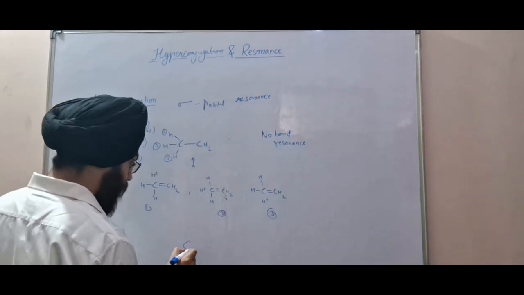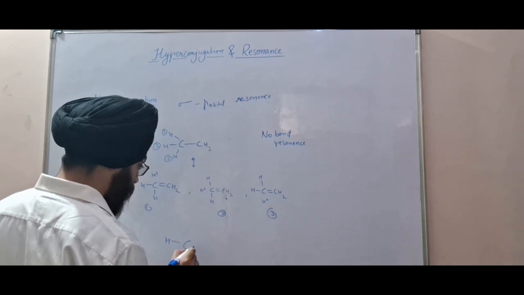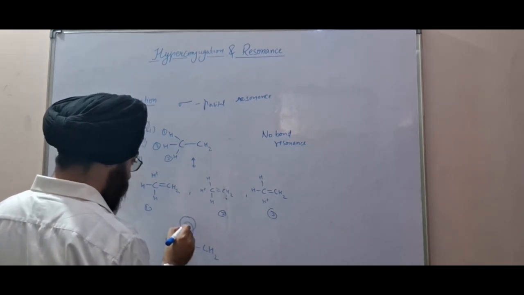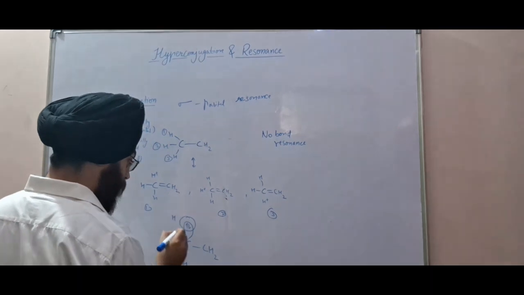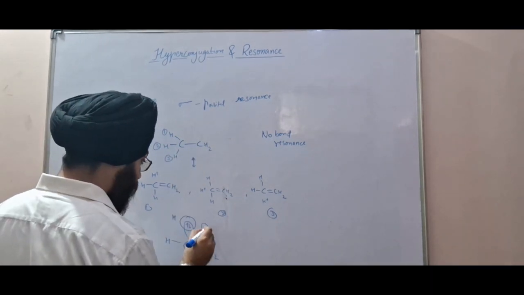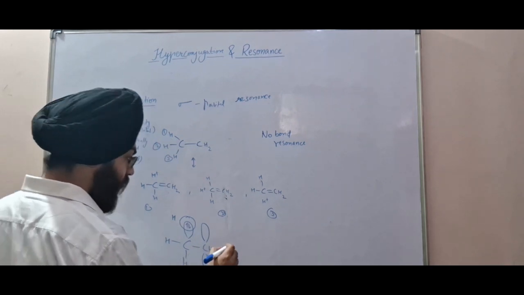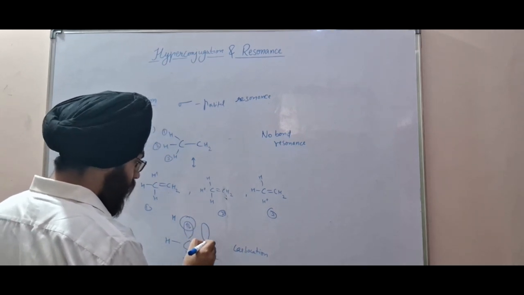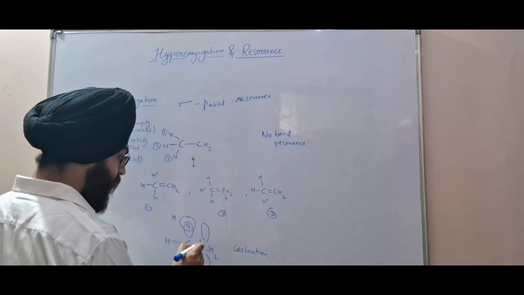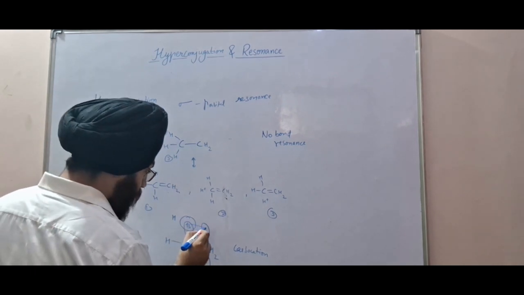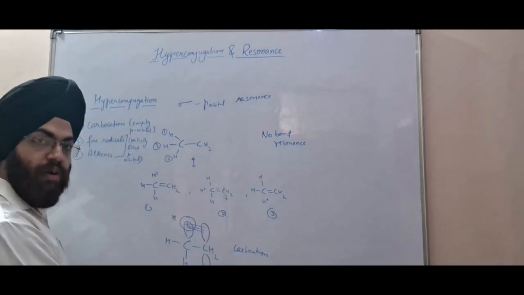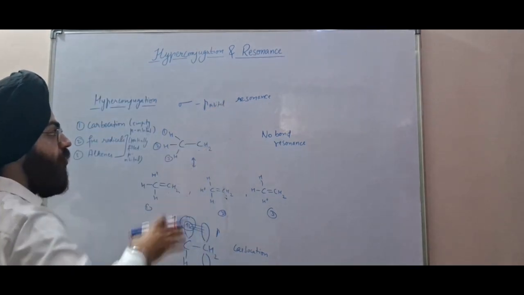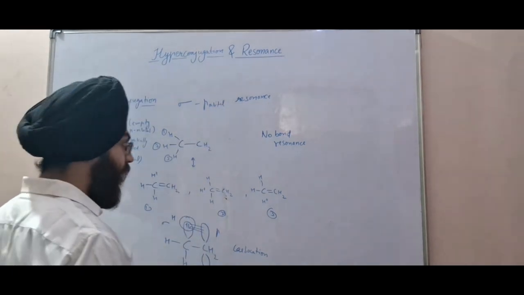This was a sigma orbital, I can represent it like this. This was an empty p orbital. This is for the case of a carbocation. This is empty, that is why it bears a positive charge. The electron cloud will get shifted towards the p orbital. This is the sigma orbital, this is the p orbital, that is why it is called sigma-p orbital resonance.